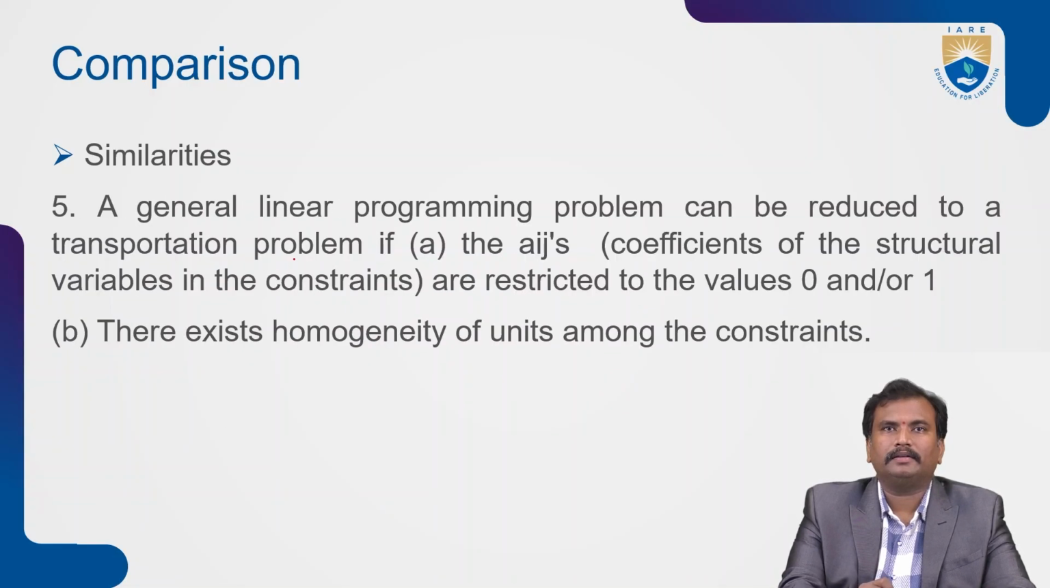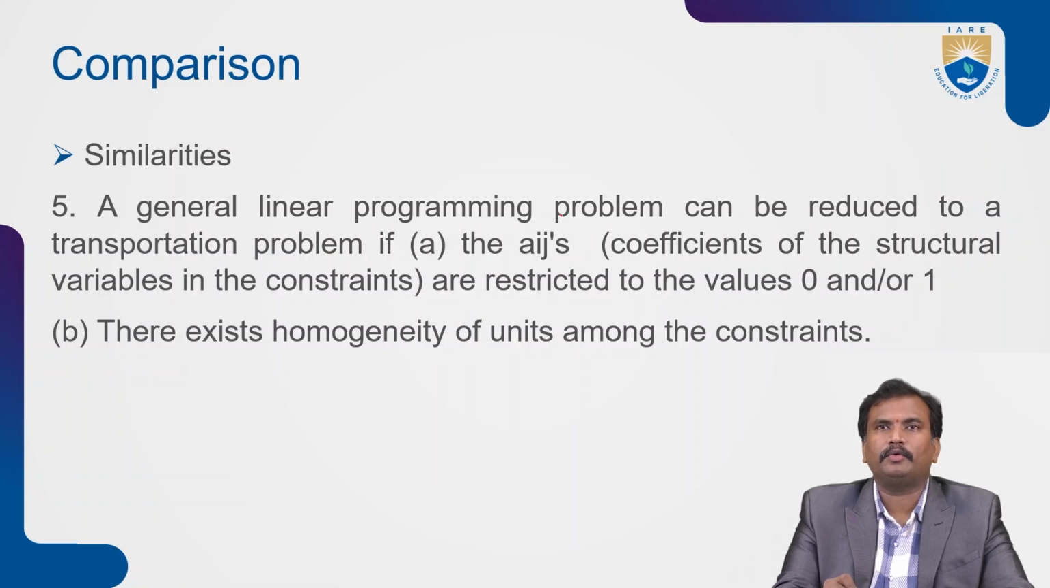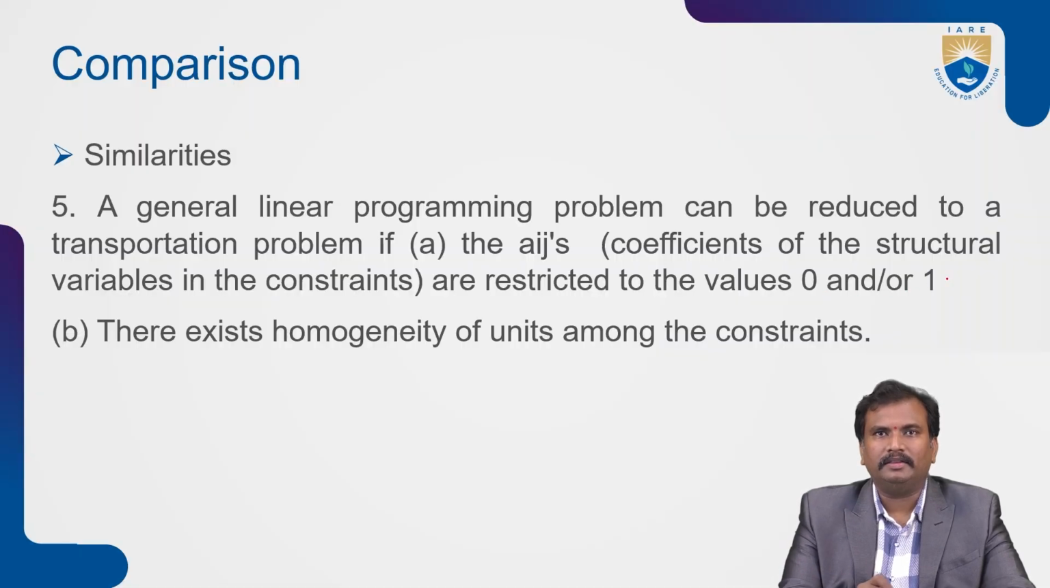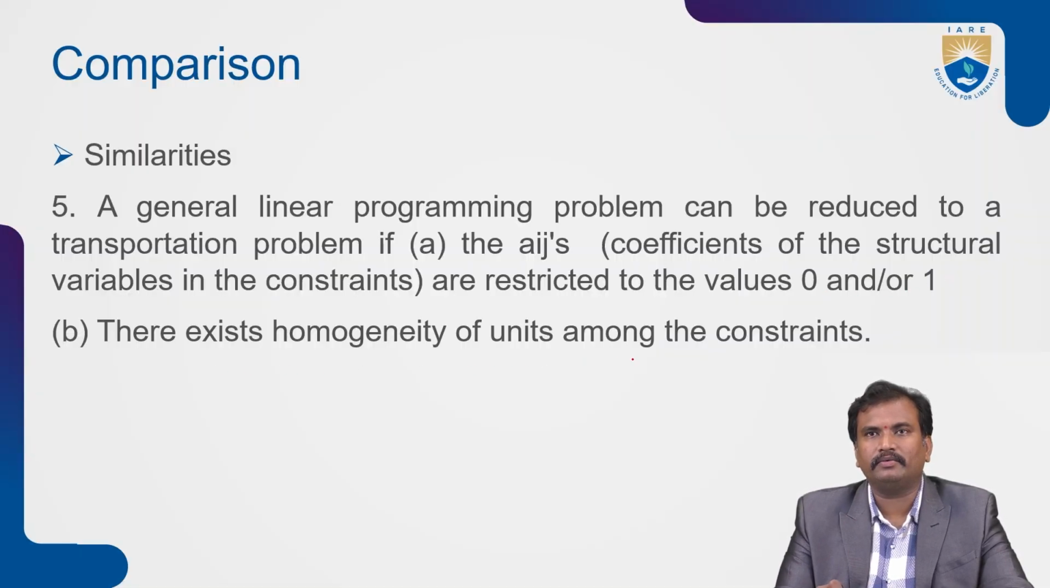Next, a linear programming problem can be reduced to a transportation problem if all the Aij, or coefficients of the structural variables in the constraints, are restricted to the values 0 and or 1. There exists homogeneity of units among the constraints.